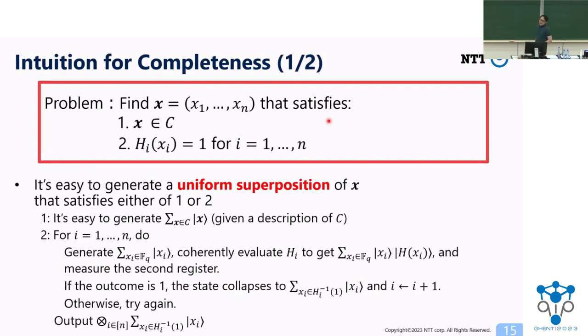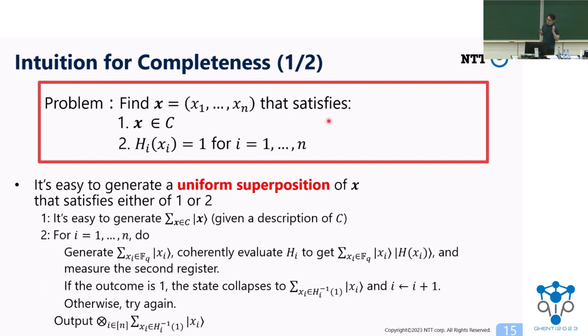So next, I would like to move on to the completeness. So we want to construct a quantum algorithm that solves this problem. And let me start from some observation that is similar to the classical case. So it's easy to generate a uniform superposition over X that satisfies either of 1 or 2. And for 1, again, this is very easy.